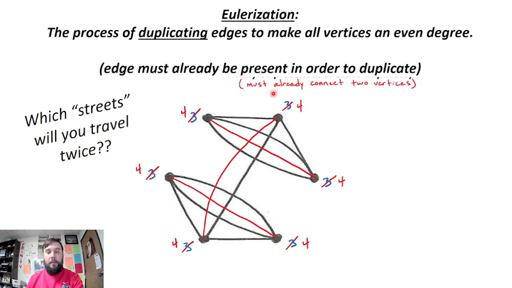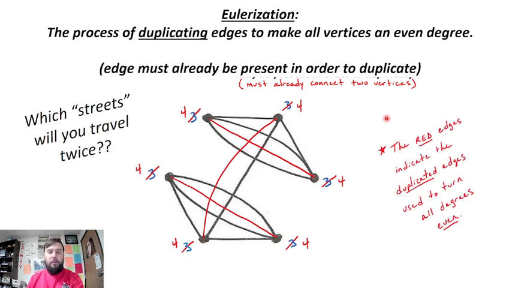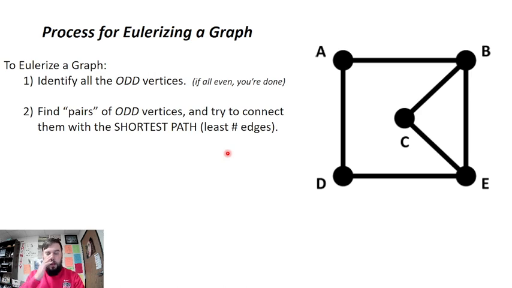Must already connect two vertices. The red edges indicate the duplicated edges used to turn all degrees even. I would like you, when doing the assignment today, to make sure you're using a different color when you duplicate an edge. So if you have a blue pen, or some colored pencils, please use those to be duplicating the edges. All right, next.